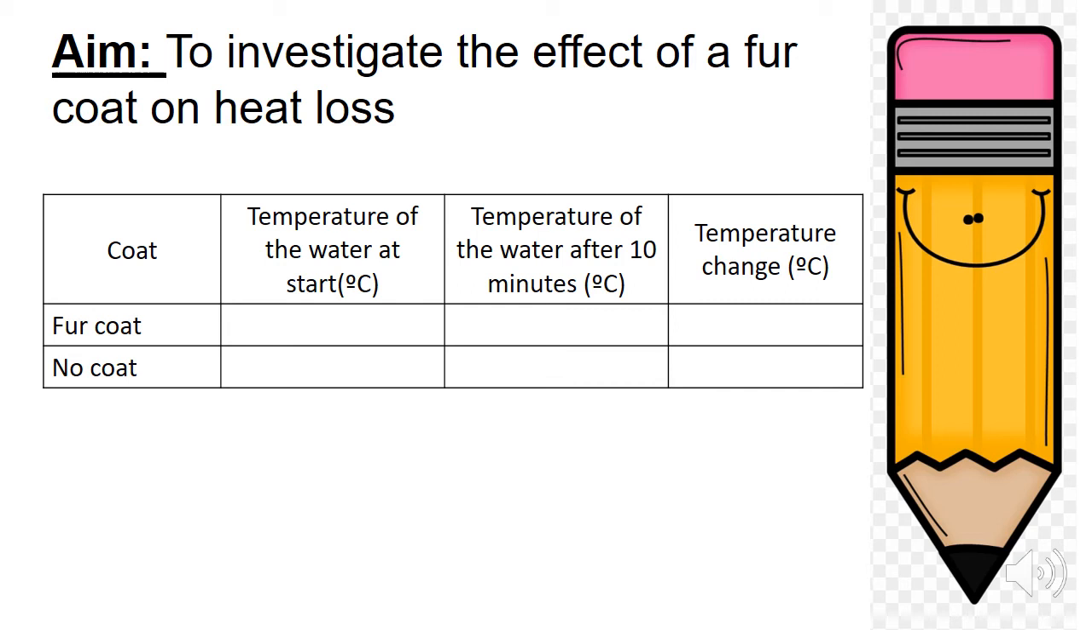In the next column, we're writing temperature of the water at the start. In the third column, temperature of the water after 10 minutes. And in the fourth column, temperature change. And notice I've included units for all of them, degrees Celsius.